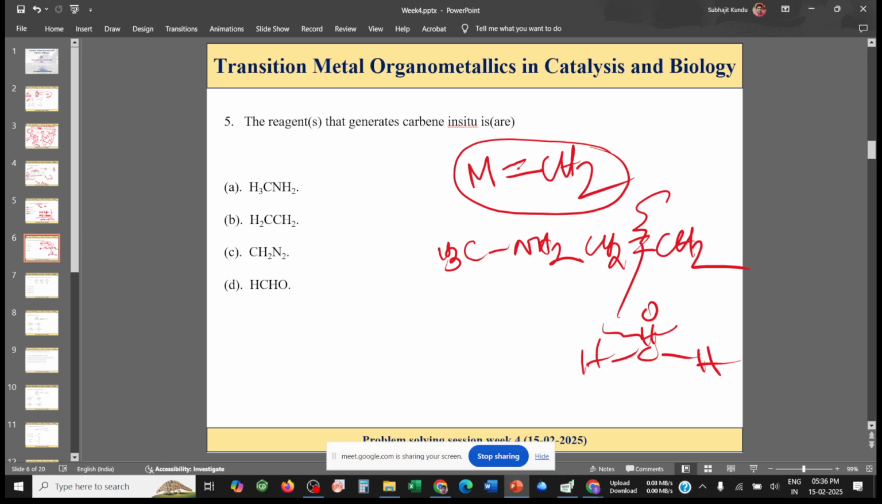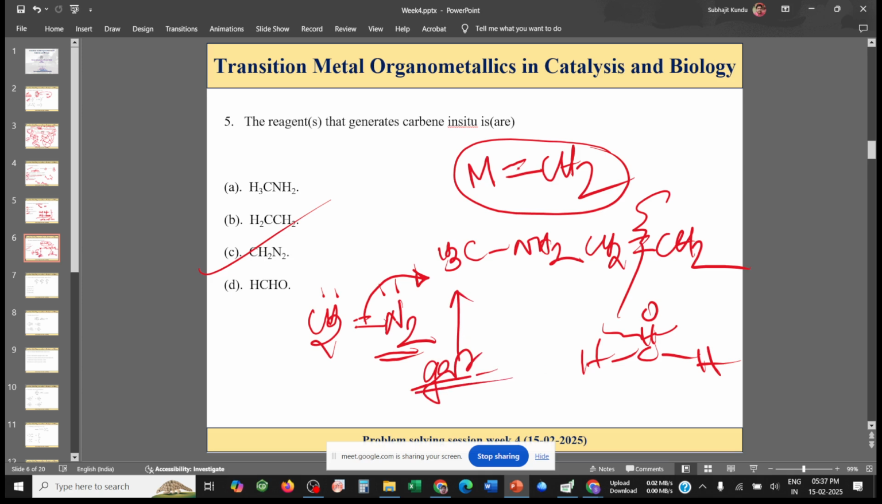The last remaining option is option C, that is CH2N2. Now this molecule has a high tendency to generate the carbene. Why? Because this has an N2 present. Now this N2 has a high leaving tendency to liberate as N2 gas, which is the driving force for the formation of this reaction.